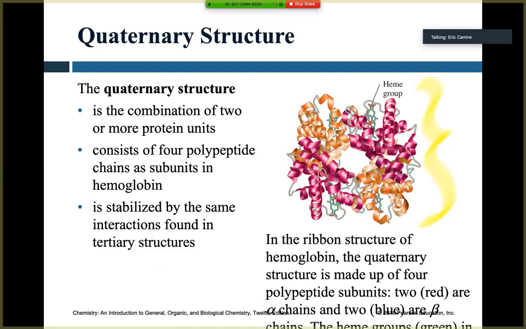We're not going to get into allostery. Allostery means how protein subunits talk to each other. That's beyond the course, but they do talk to each other. We call it crosstalk. They talk to each other, not in words, but through interactions.